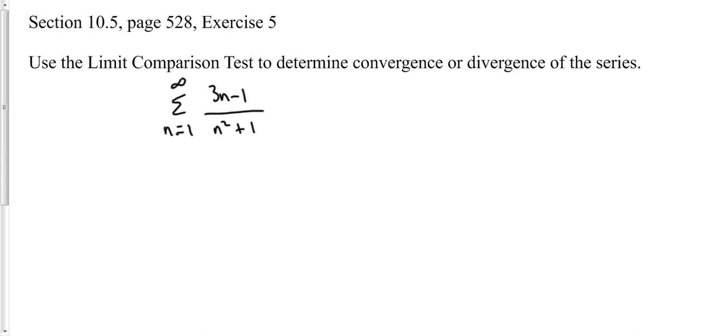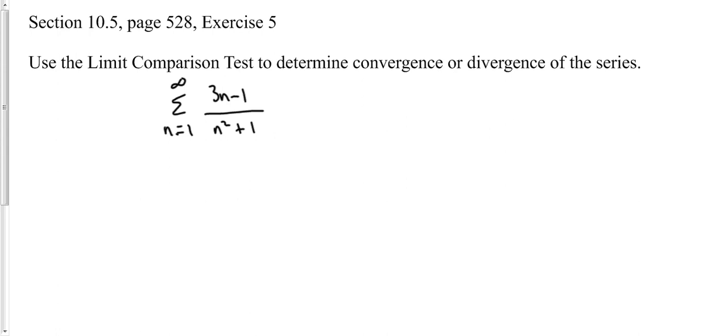Let's do section 10.5, page 528, exercise 5, which reads, use the limit comparison test to determine convergence or divergence of the series. And for exercise 5, we have the series from n equals 1 to infinity of (3n minus 1) over (n squared plus 1).